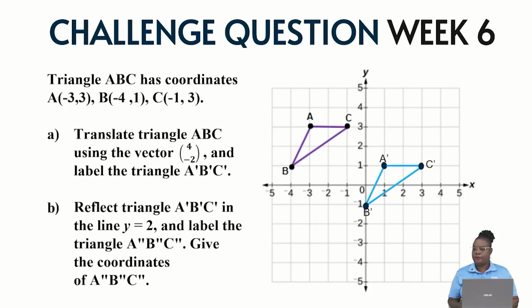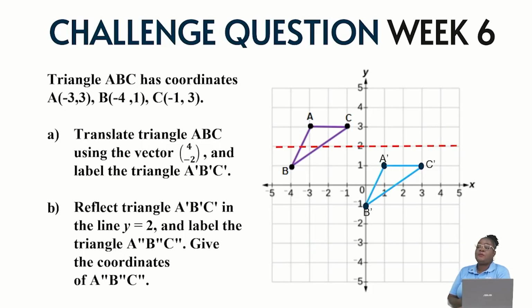(0, -1). B, reflect triangle A prime, B prime, C prime in the line y equals 2 and label the triangle A double prime, B double prime, C double prime. Give the coordinates of A double prime, B double prime, C double prime. Let us insert our mirror line, that is y equals 2.